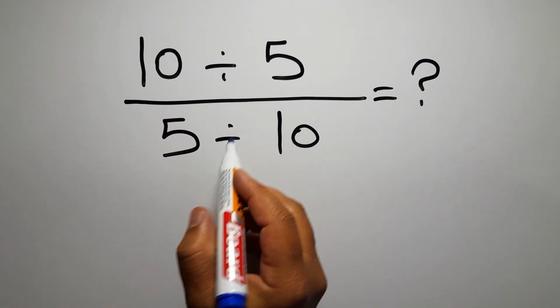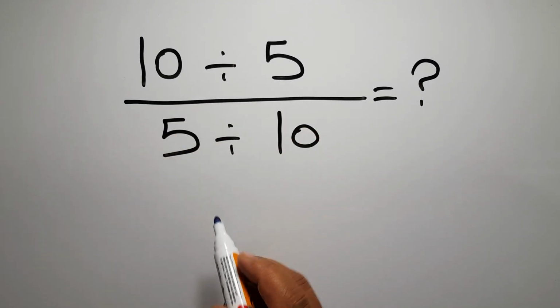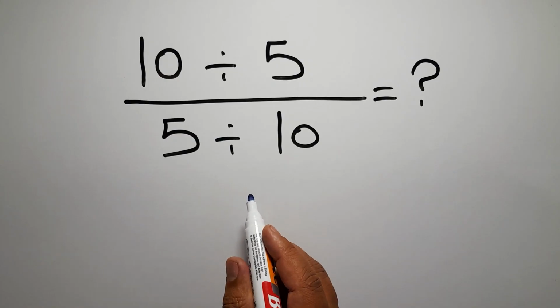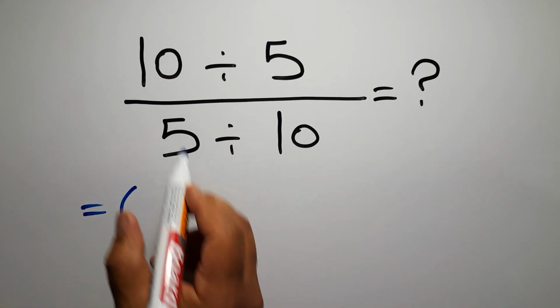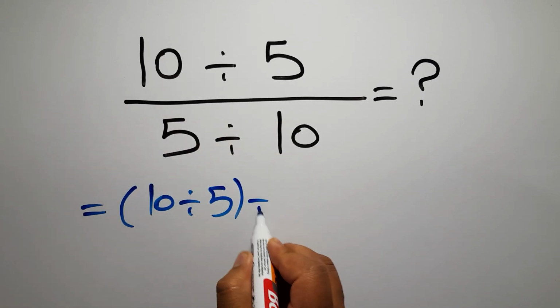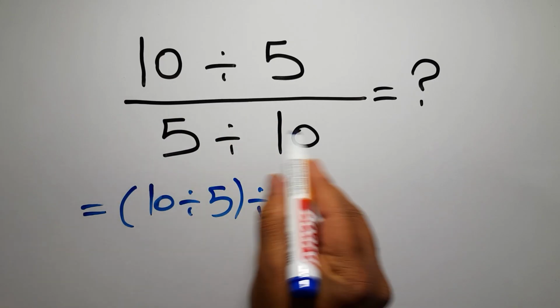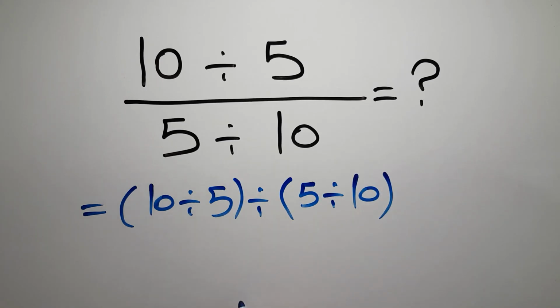In this video, we want to find the value of this fraction, 10 divided by 5 over 5 divided by 10. Are you ready to solve? Let's go and get started. Instead of this fraction, we can write parentheses, the numerator, 10 divided by 5, divided by parentheses, denominator, which is 5 divided by 10. Okay?